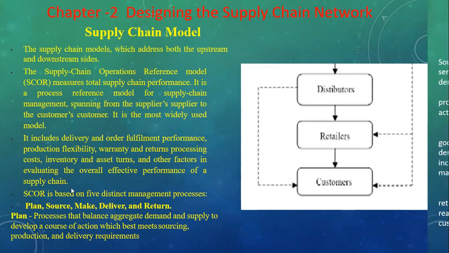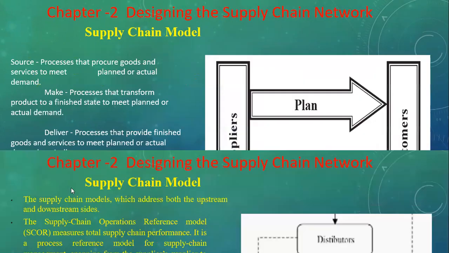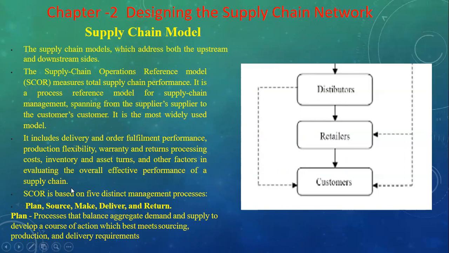So what is this model? The supply chain model is a model in which some activities are integrated with the movement of goods. In these supply chain models, the activities are plan, source, make, deliver, and return. These are the basic steps which define the supply chain model. The model addresses both the upstream and downstream sides.